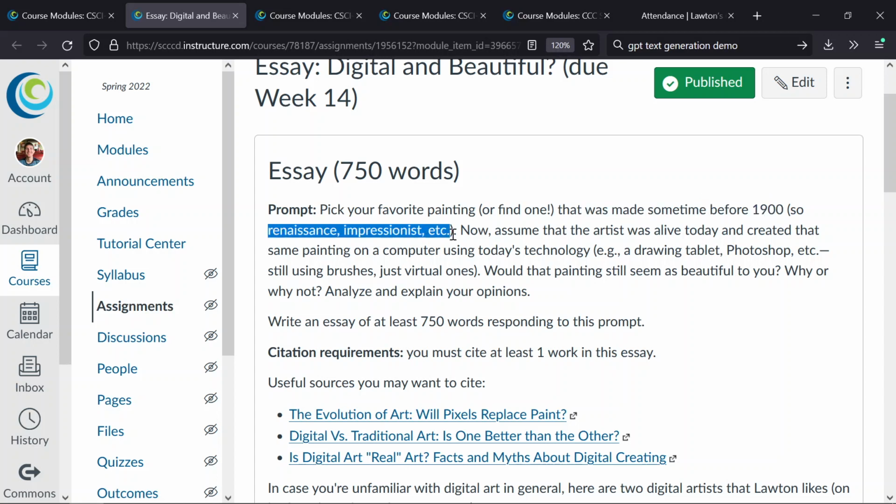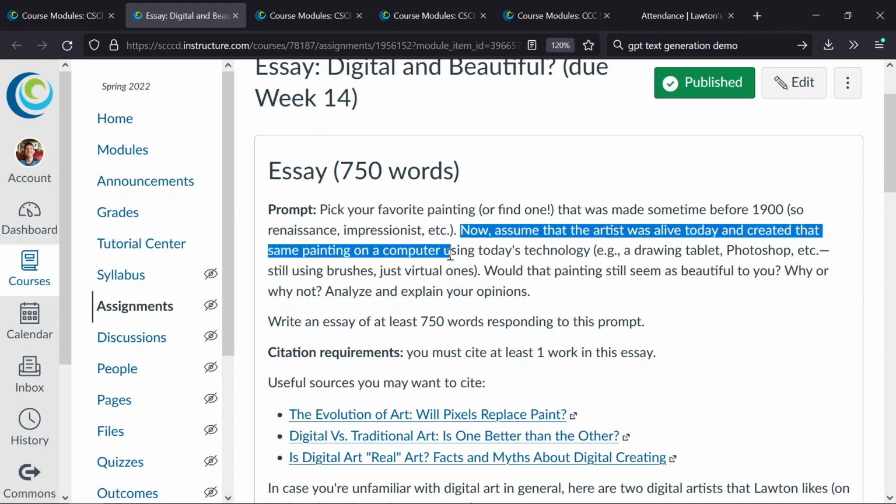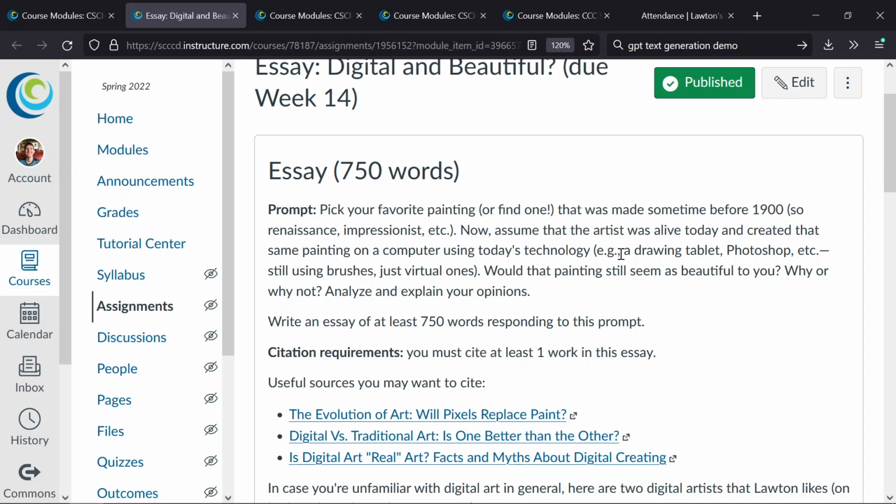Pick any school of painting. I don't care. But come up with your favorite one that's old. And then I want you to assume that the artist was alive today instead of back then, and they made that painting on a computer. Okay, so they made it in like Photoshop or whatever people are using these days. So they use like a drawing tablet like I'm using with my lectures. They use the fancy version of Photoshop. So they were using virtual brushes, but they're not physical anymore. Okay, so think about that.